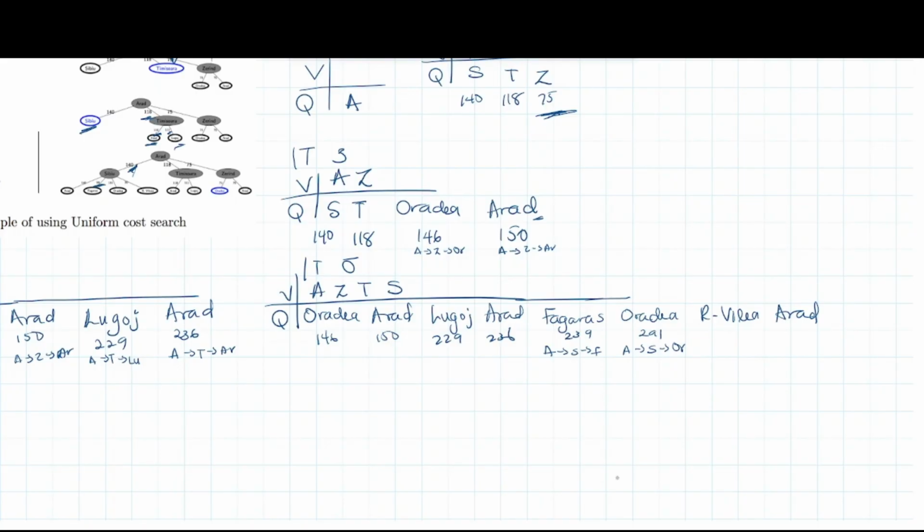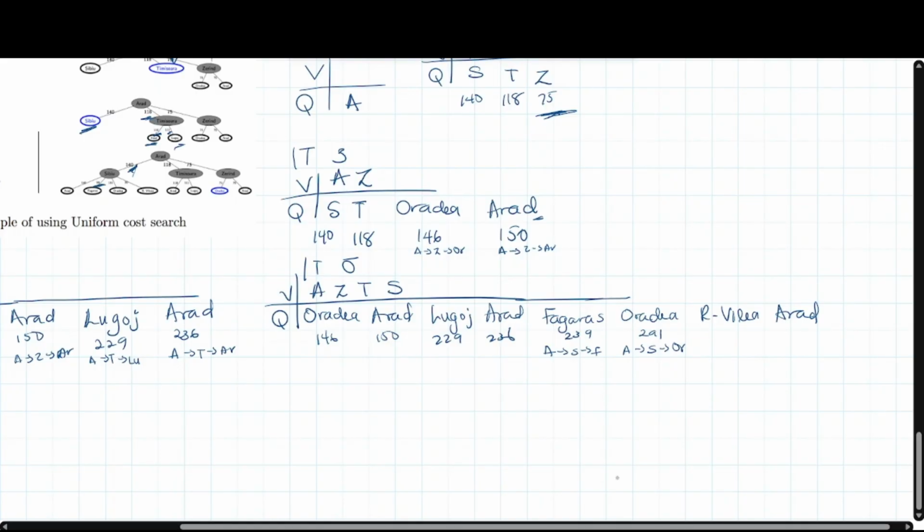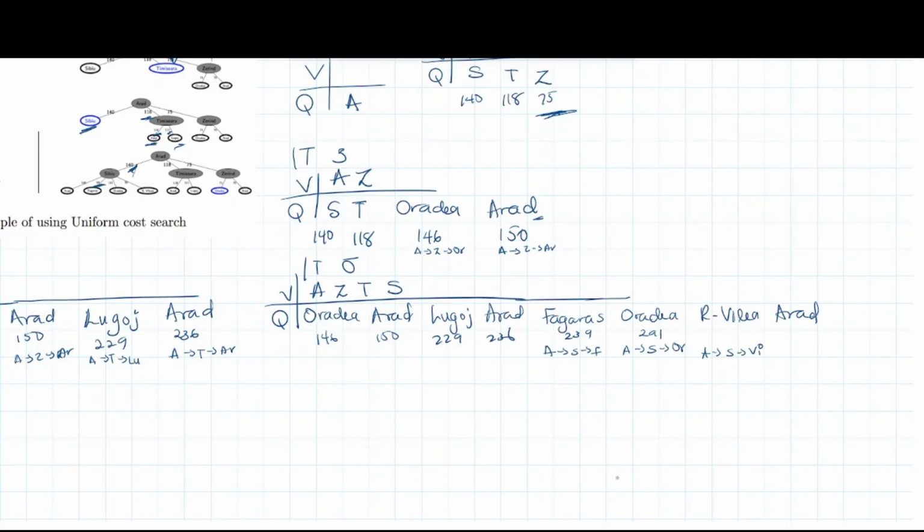Next, we're going to have Rimnicu Vilcea, which is A to S to Rimnicu Vilcea. That'll be 140 plus 80, that'll be 220. Then lastly is Arad, A to S to Arad. That'll be 140 plus 140, and you simply get your answer as 280.